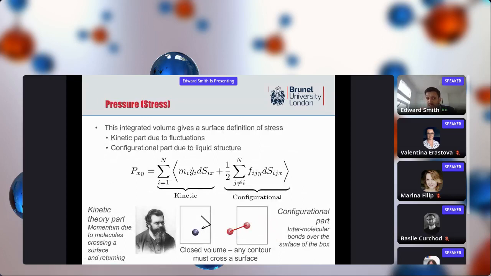Because we're talking about an integrated volume, what we get is something that basically just captures when particles cross the surface or when interactions cross the surface. When the particles cross the surface, that gives us a kinetic theory contribution. It's very similar to Boltzmann's idea of particles bouncing off the surface. The configurational part is essentially just the strength of interaction crossing that particular surface. And then we address this non-uniqueness problem by actually having a closed box, which means although the interaction potential is not uniquely defined, it has to cross one of the boxes. So even if the potential did something different, we would at least still catch it on a different surface. And even if it went on a very eccentric orbit, we would at least get it on one of those surfaces. So it has that kind of advantage.